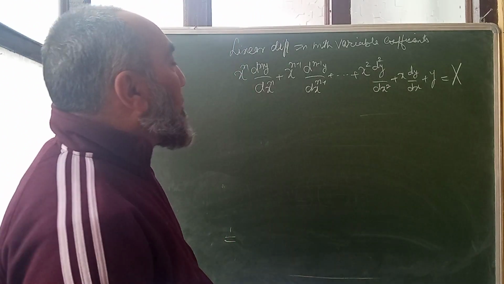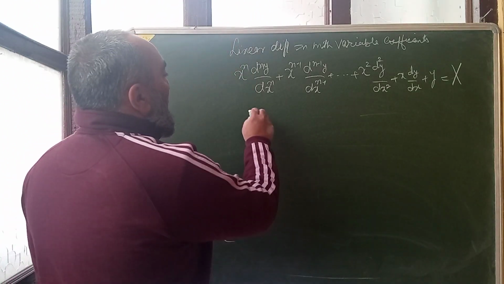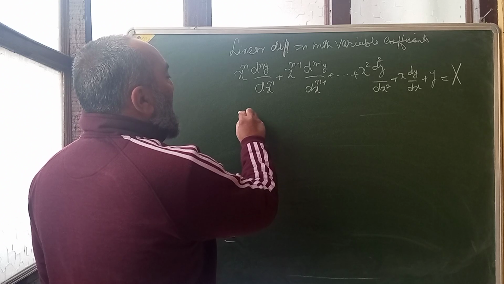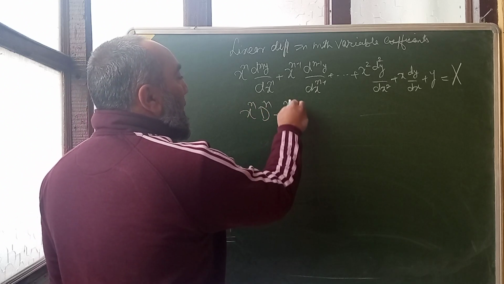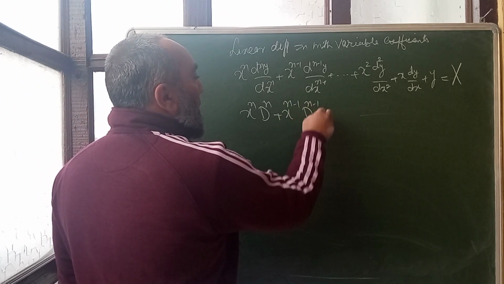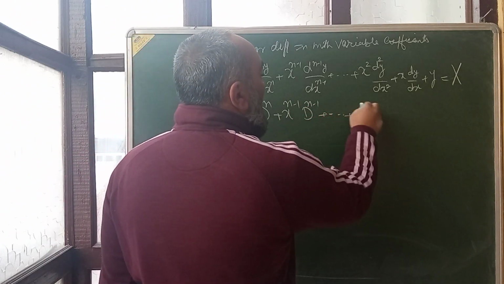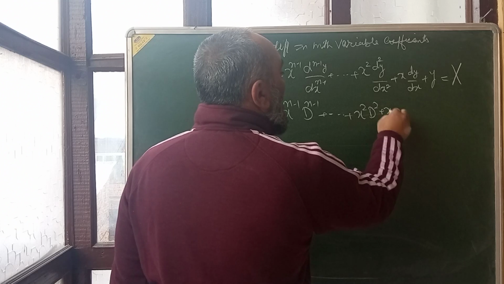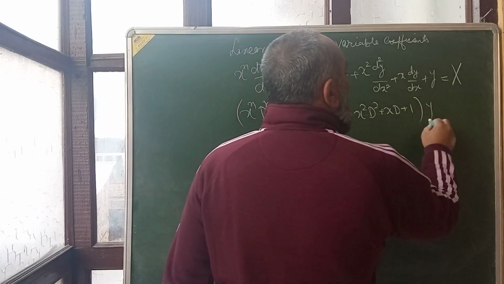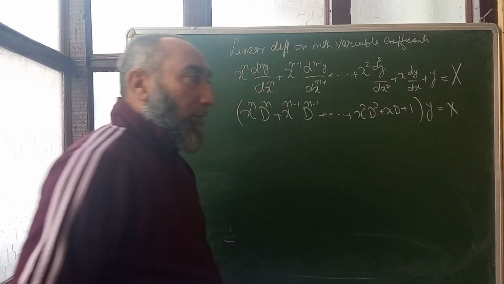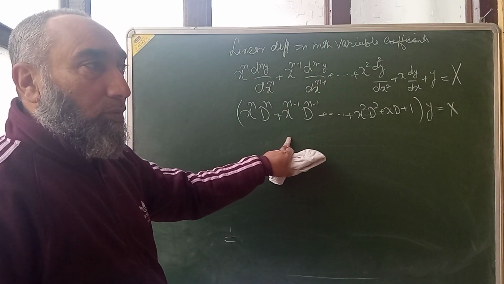Now how to solve such type of equations? Symbolically we can write this equation as: x raised to the power n, d raised to the power n, x raised to the power n minus 1, d raised to the power n minus 1, x square, d square, just like the linear differential equation with constant coefficients. Okay, now how to solve such type of equations?